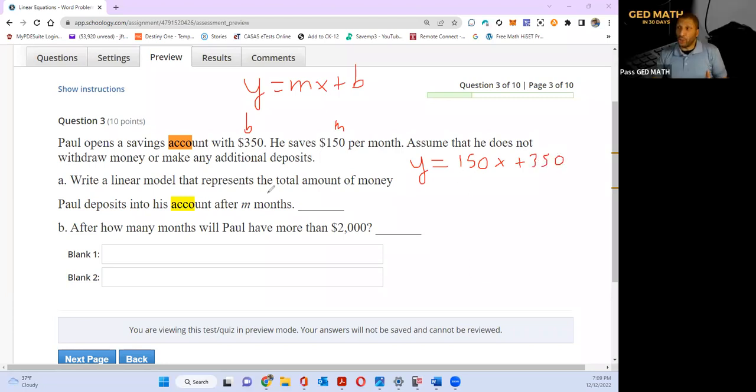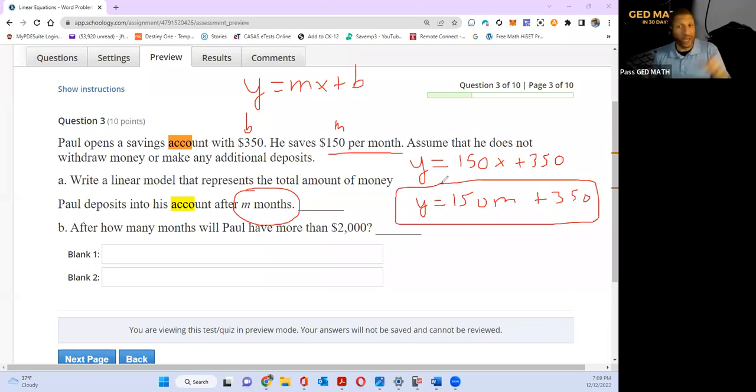Now, they told you to use m for months. So instead of x, I'm going to have y equals 150m plus 350, because your variable can always change. They want m because that stands for how many months you're going to invest, 150 per month. That's why they gave you the m. So this will be the equation of the line.